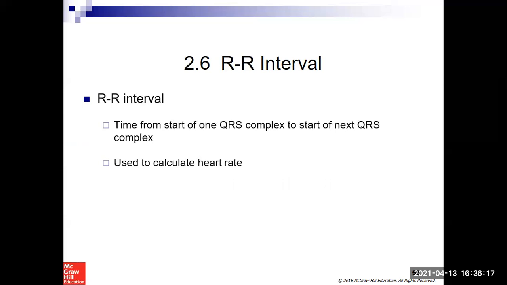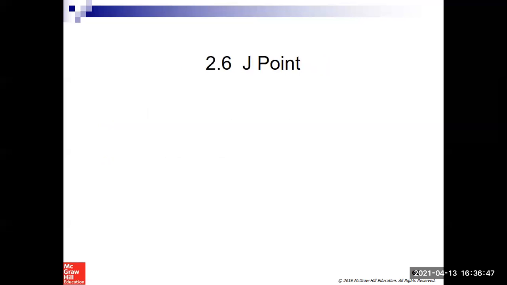Your RR interval is the time from the start of one QRS complex to the start of the next QRS complex. I showed you yesterday, if you put your paper on the two highest peaks, that RR is the time it takes between one QRS and the next. And we can actually use this to calculate the heart rate.